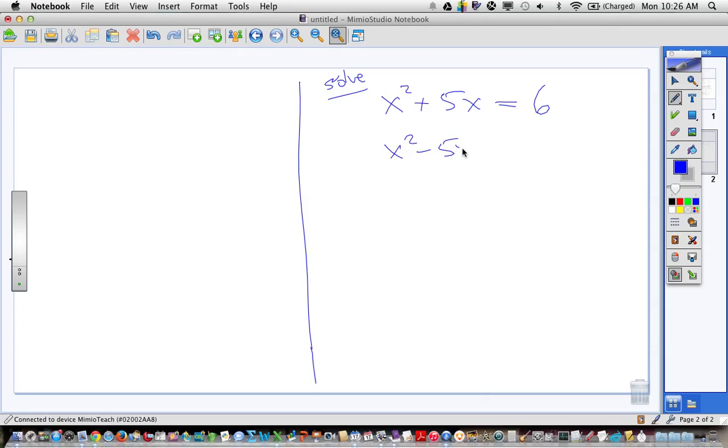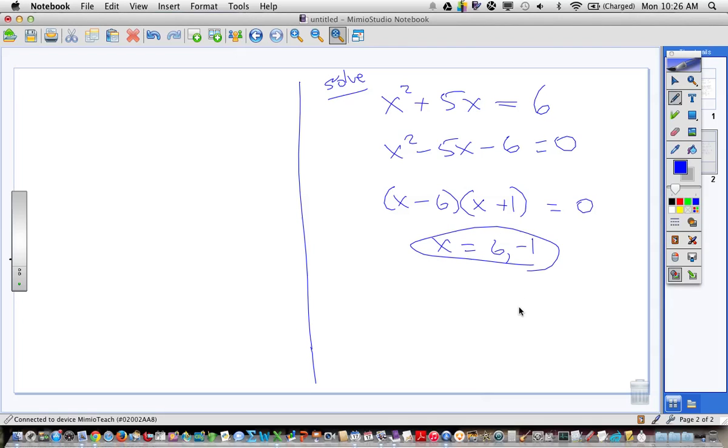Subtract 6, right? Get 0 on one side. And then what? Factor, right? And it'd be minus 6 plus 1. And so x would equal that, and we would be done. Now, here's my analogy.